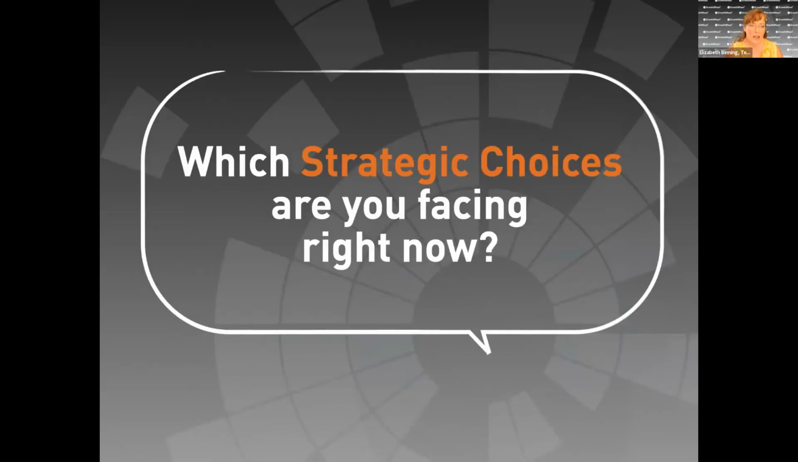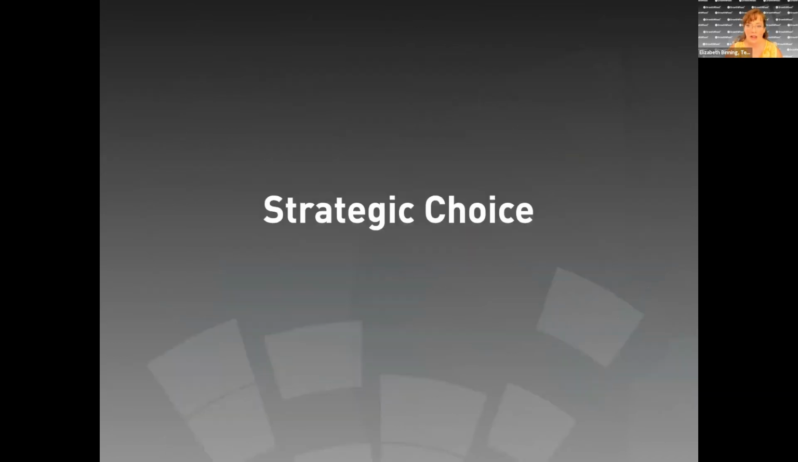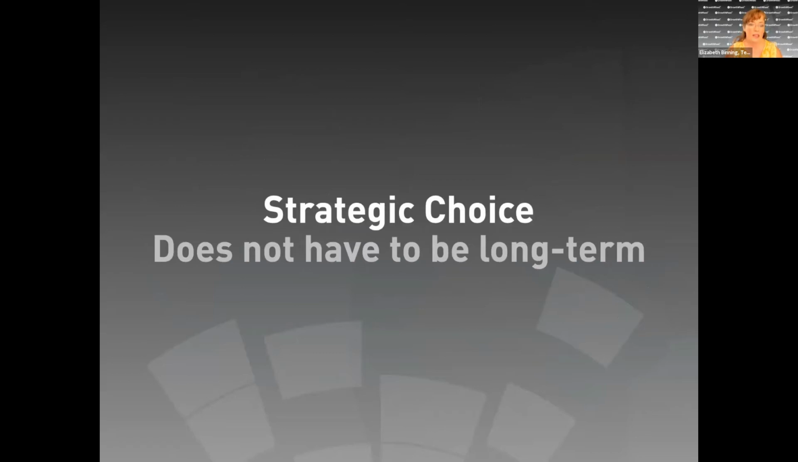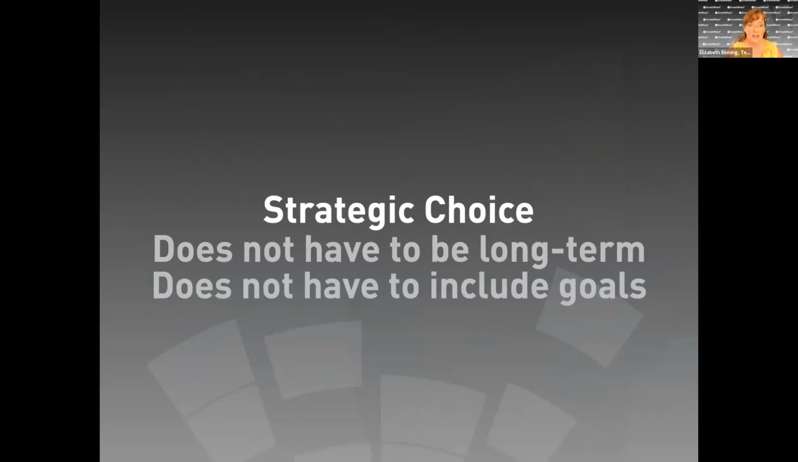So you can ask your clients, what strategic choices are you facing right now? As we talk about that with our clients, they don't have to be long-term. Maybe your client's just deciding, how do we want to price things? Do we want to increase prices right now? Do we want to start exporting or not? So it could be short-term discussions or strategic choices they have. It doesn't necessarily have to include goals. Your clients can make a strategic choice without having a specific goal tied to it. Your client may decide to start exporting, but that doesn't mean they have a goal for revenue associated with exporting.